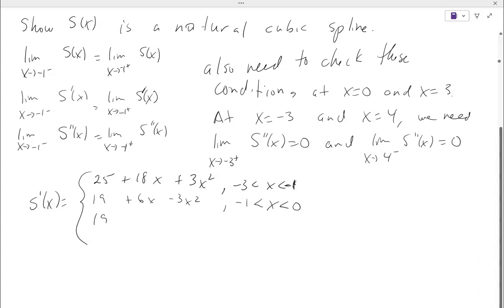Next two, we got 19 plus 6x minus 6x squared. See if I can actually differentiate today, and look at the right terms that I'm differentiating. Sorry about that. And then the last one, what is it? 208 minus 120x plus 15x squared.